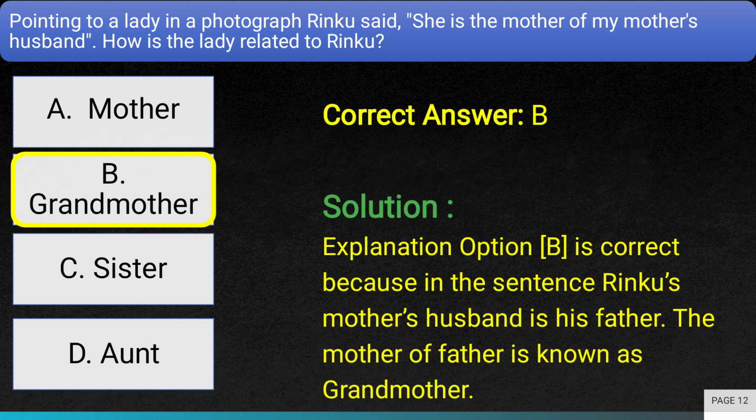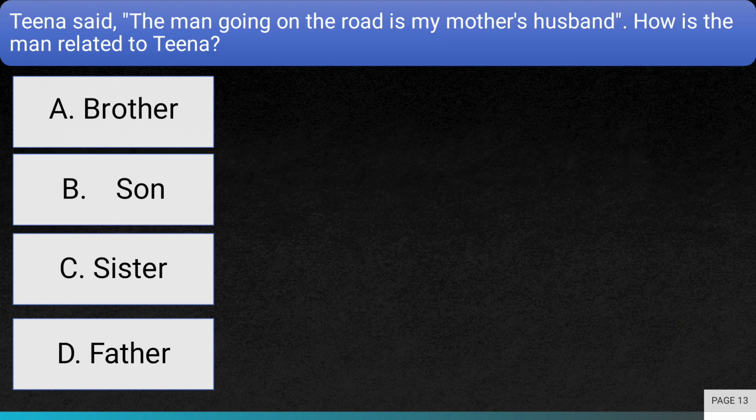See, Rinku's mother's husband, right? Rinku's mother means Rinku's mom, and Rinku's mom's husband will be his father, right? So Rinku's father, right? And Rinku said the lady is the mother of his father. So what do you call the mother of your father? Obviously you call it grandmother. So the correct option is B, grandmother.